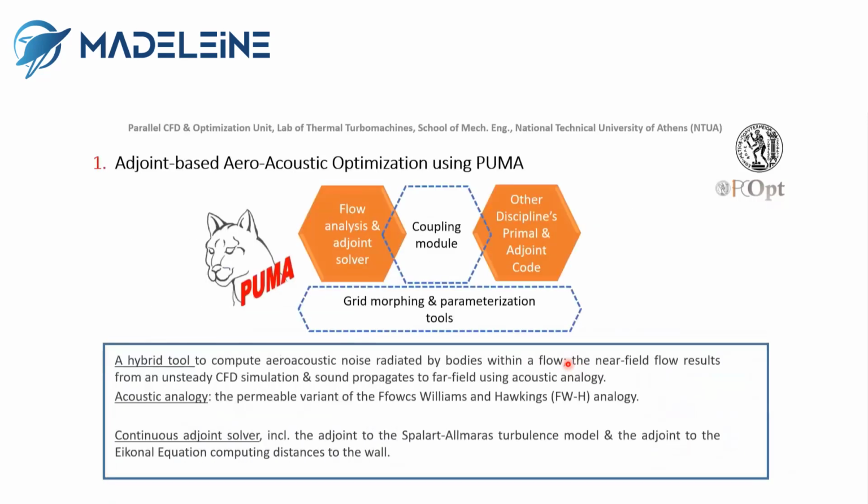In the field of aeroacoustics, PUMA was coupled with an acoustic analogy, giving rise to a hybrid tool able of computing aeroacoustic noise radiated by bodies within flows. Herein, the permeable variant of the Ffowcs Williams and Hawkings analogy was used, and the adjoint to this hybrid tool was developed.